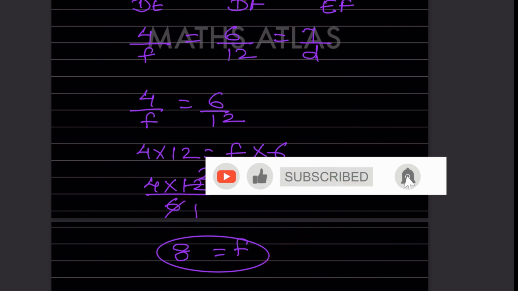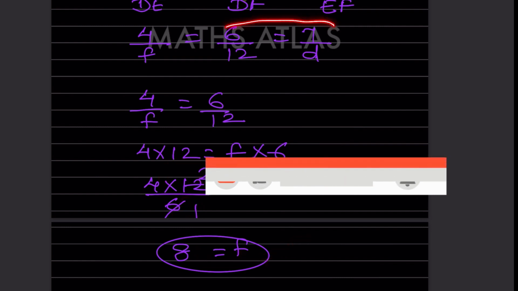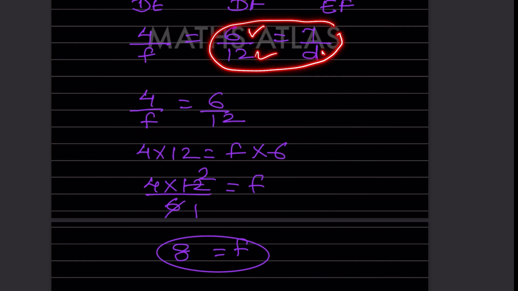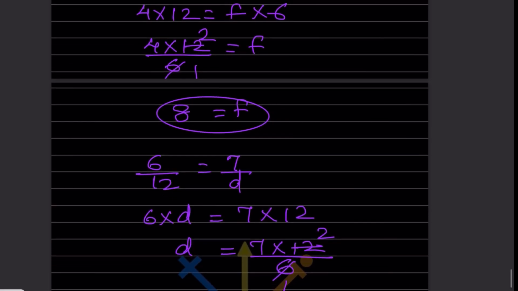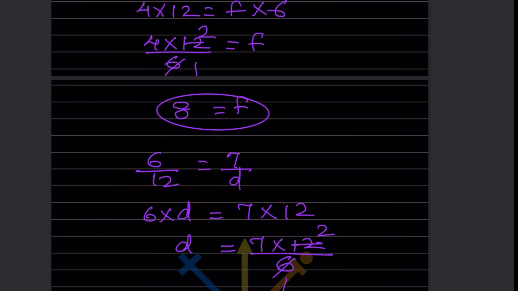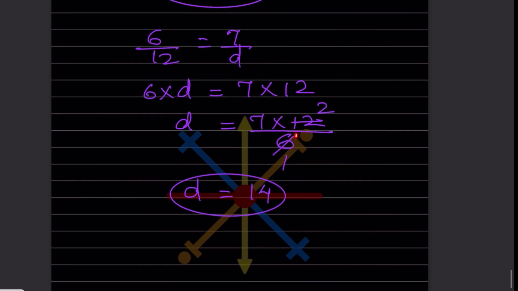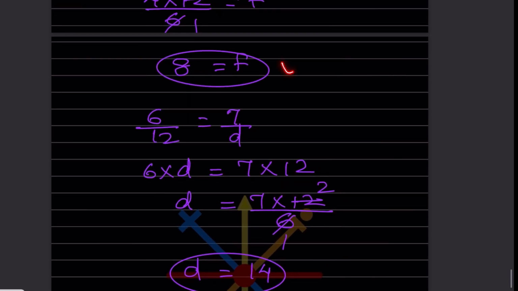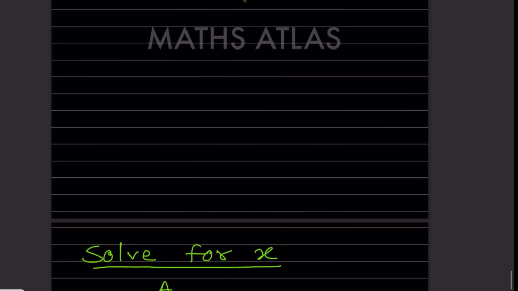Now again, what will we do? We'll take this and this. Again, here we know 3 out of the 4 sides, so that fourth can be easily found out. Again, the same here: we will cross multiply. So 6 into D is 7 into 12. So D will be 7 into 12, and this 6 will go on the other side, so that is going to get divided. So 6 ones are 6, 6 twos are 12, so that is going to be 14. So that is the unknown: F is 8 and D is 14.